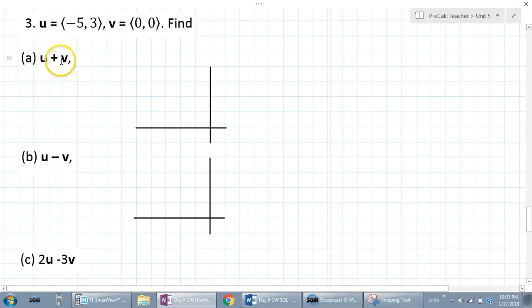In this video we will add and subtract vectors, including vectors that are multiplied by a scalar. A scalar is a number that is multiplying a vector. So let's start with u plus v.